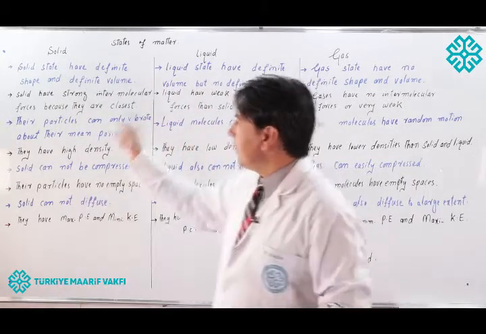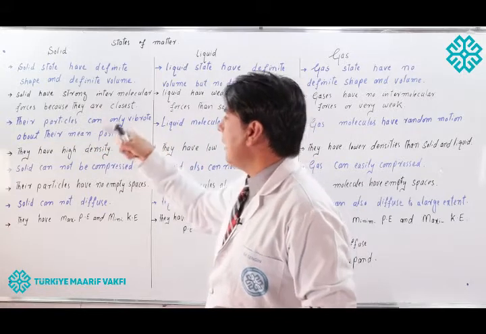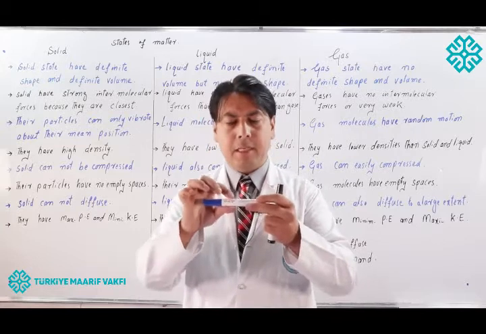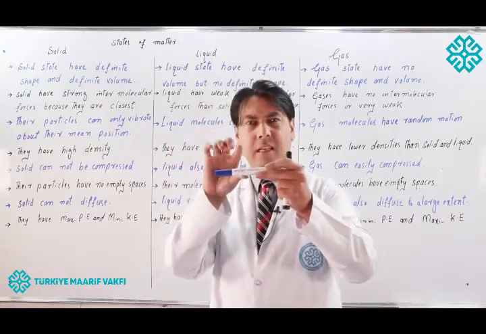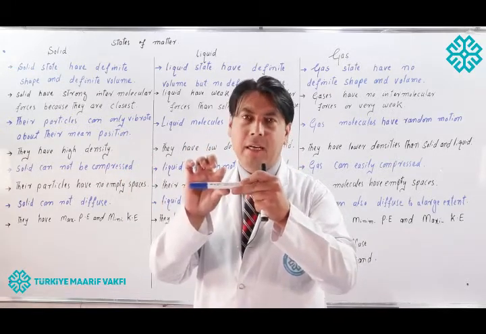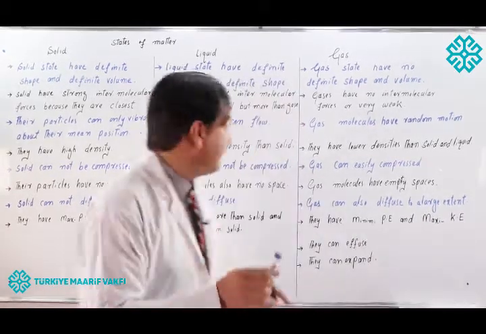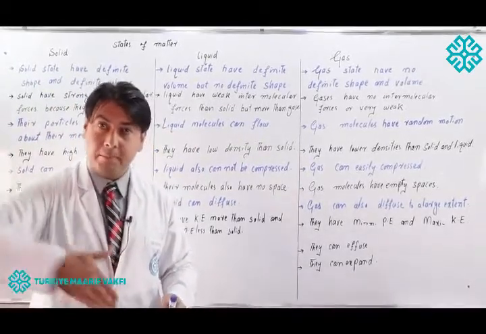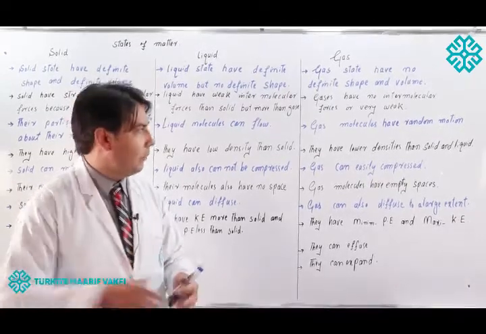Now, the third property of the solid. Their particles can only vibrate about their mean position. They cannot move from one place to another. They just vibrate about their mean position. And liquid molecules can flow. Liquid molecules can flow because their intermolecular forces are weak.